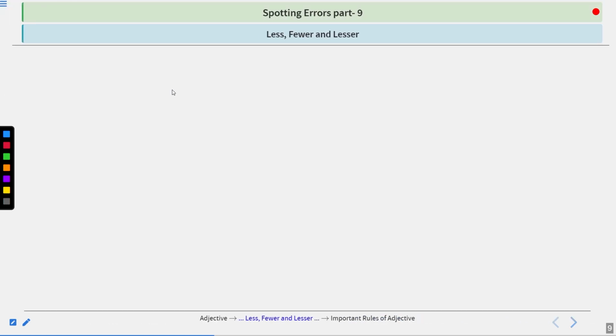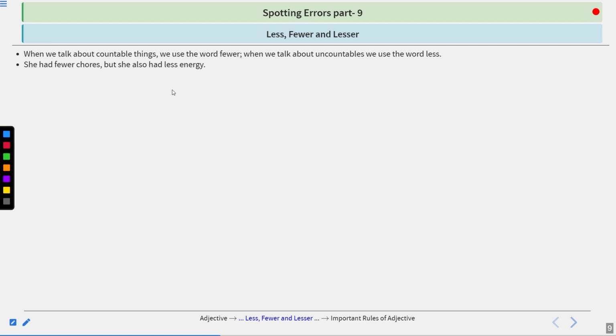Let's talk about less, fewer, and lesser. When we talk about countable things, we use the word fewer. When we talk about uncountables, we use the word less. She had fewer chores, but she also had less energy. Here, chores is a countable noun, and energy is an uncountable noun, which is an abstract noun. So less is preceding energy just because it is an uncountable noun, and fewer is preceding chores just because it is a countable noun. I hope you have understood.